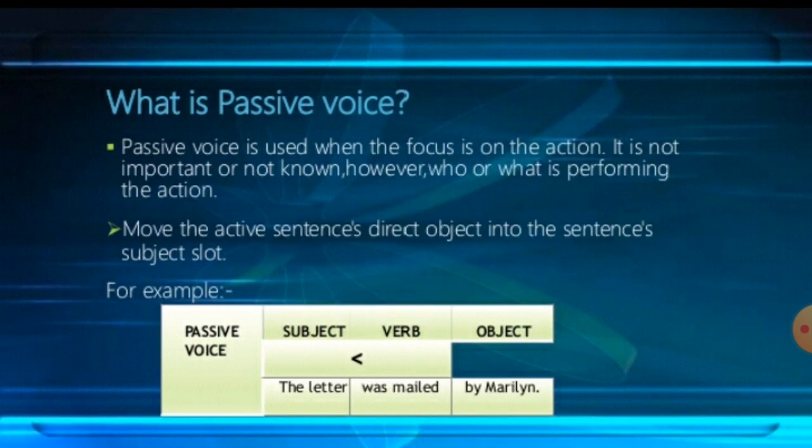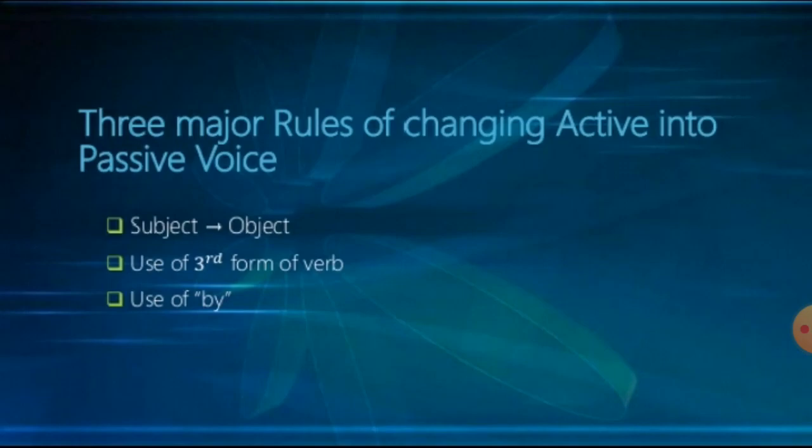Passive voice is used when the focus is on the action. It is not important or not known, however, who or what is performing the action. The letter was mailed by Marilyn. We see that the object in the active voice becomes the subject here. The letter was mailed by Marilyn. So it is not important who is mailing. Therefore, this is in passive voice.